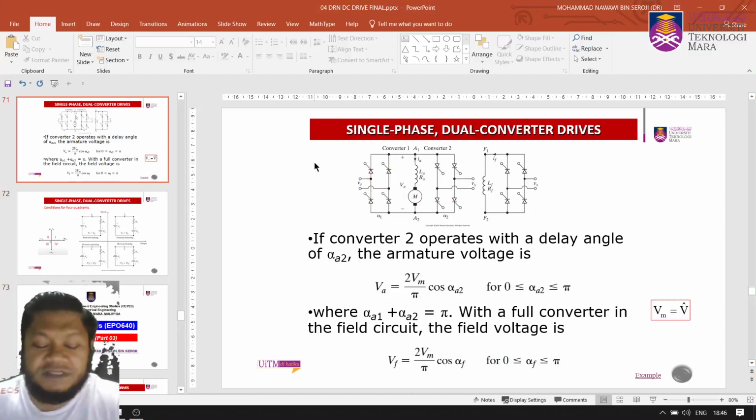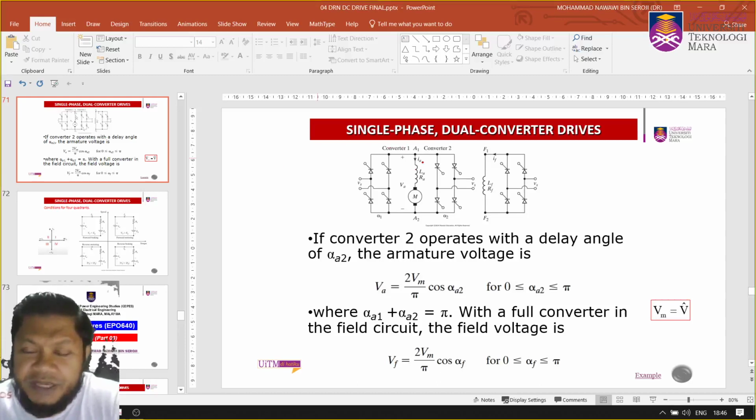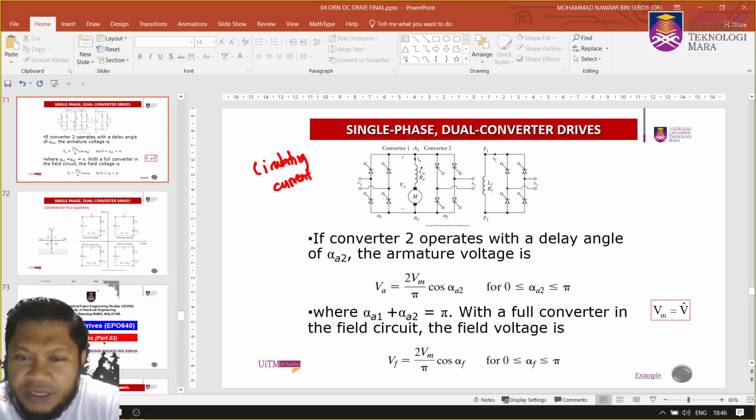But in the case of circulating current, both converters will work. In this circulating current mode, it actually refers to the current on the output side here. So when the circulating current works, current still flows in that direction, and that also works in that direction.